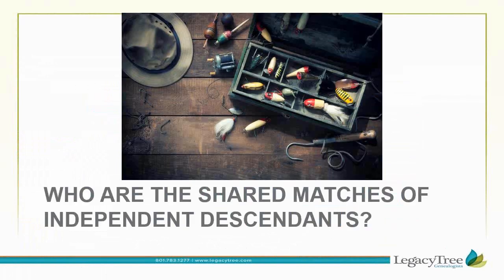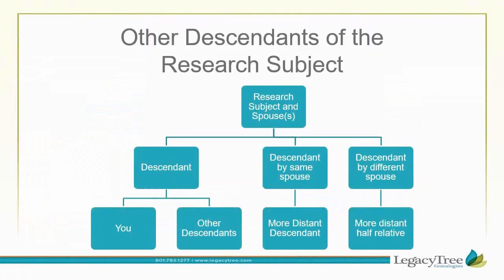Well, who are the shared matches between a test taker and independent descendants of a research subject? Other descendants, shared matches with other descendants of a research subject often fit into a few categories. They could be other descendants of the research subject and the spouse, and they might be related through the same ancestral line as that research subject.